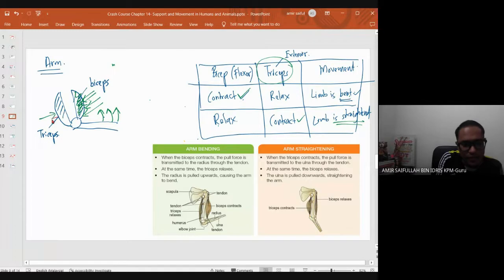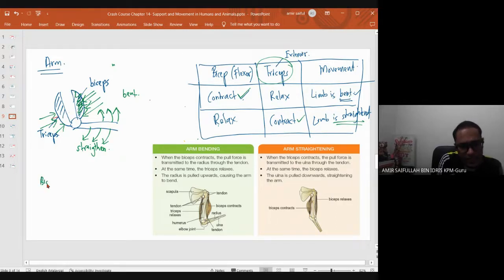If the tricep contracts, it will pull the arm down. Okay guys? So far okay? So if the bicep contracts, it will pull the arm up and cause bending. If the tricep contracts, it will pull the arm down, causing the arm to straighten. Okay? So as you know, they work antagonistically.